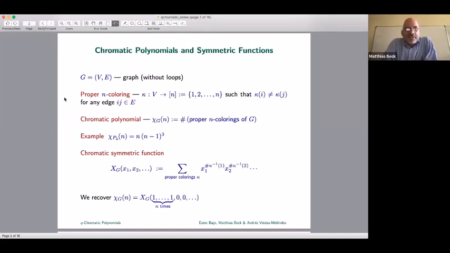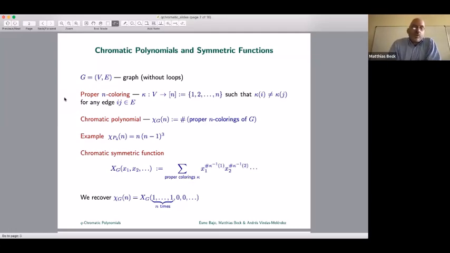But really what I'm interested in is the chromatic symmetric function. This is a staple in the combinatorial world of symmetric functions, introduced by Richard Stanley, which is on this slide. It's a vast generalization that recovers the chromatic polynomial if you do this specialization: you plug in n ones and the rest 0.